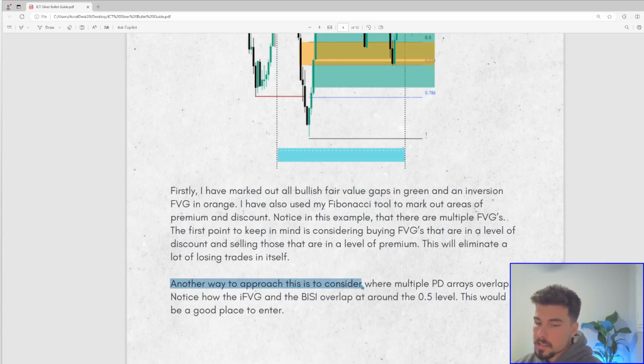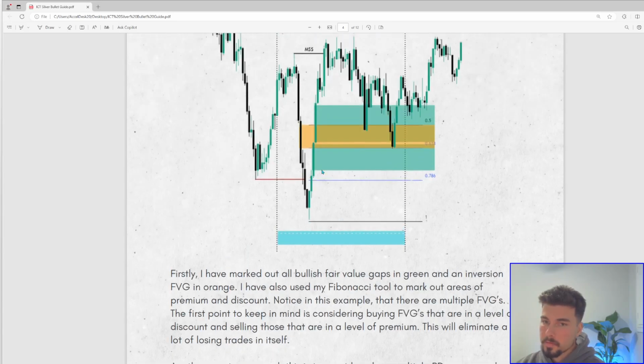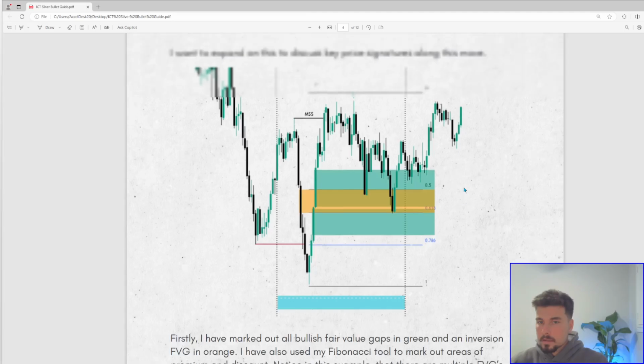Another way to approach this is to consider where multiple PD arrays actually line up. So for example, you've got an inversion and you've got a bullish fair value gap. That could be a limit order, or below 0.5 right here. Really good, right? So that's just the first thing I want to talk about.